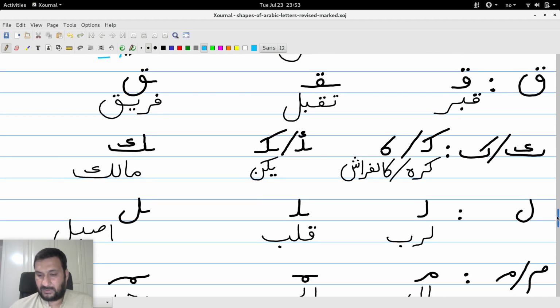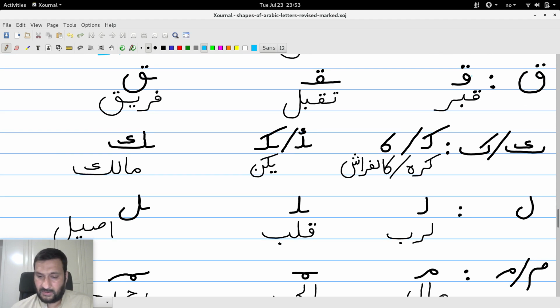Okay, next comes Qaf. Qaf appears like so in the beginning of the word, like here. Qaf, Ba, Ra. Here's your Qaf right here. If it appears in the middle of the word, it looks like so. And here is this construct. Ta, Qaf, Ba, Lam. And then if it appears at the end of the word, it looks like this. And here it is, right here. Fa, Ra, Ya, Qaf. This is your Qaf. Here's the Qaf right here.